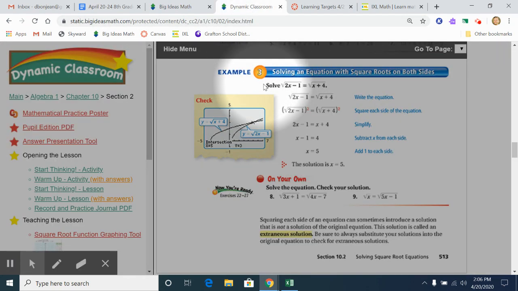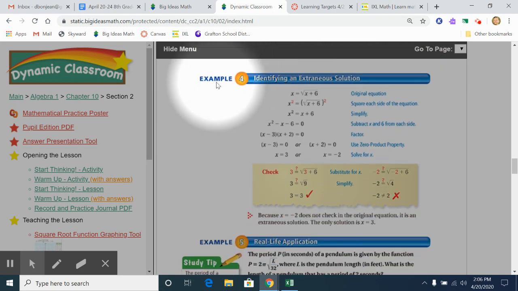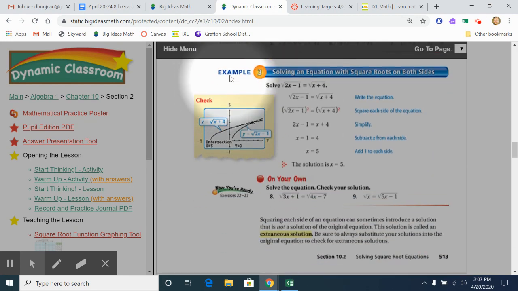All right, so here's the deal. Example 3 is going to relate very closely to what you will be graded on in another IXL benchmark tomorrow. And then example 4 is identifying something called an extraneous solution, which is something you won't be quizzed or tested on, but your high school teachers will appreciate the fact that you learned it at least. So we will look at that as well. But mainly we want to focus on example 3 and being able to solve an equation with square roots on both sides of the equation.